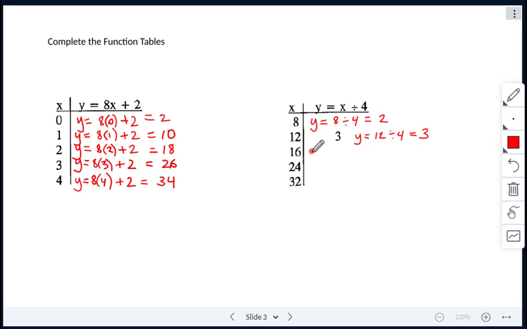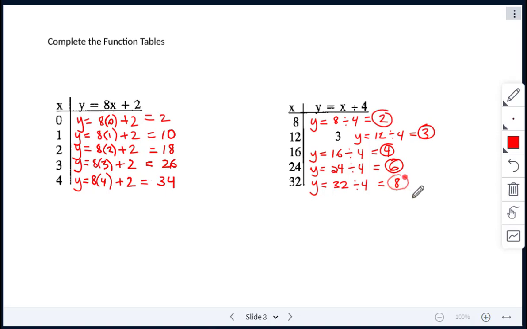So here we have 16 divided by 4. So y is equal to 16 divided by 4, which gives me 4. And then 24 divided by 4, which is 6. And then 32 divided by 4, which is 8. So the 3 was just given as an answer. It was just given there as one of the answers. So our answers are 2, 3, 4, 6, and 8.